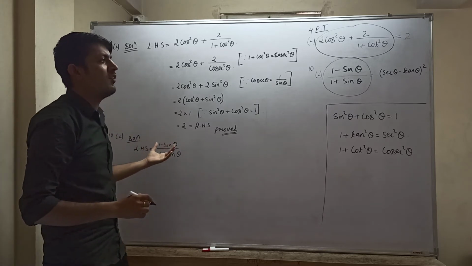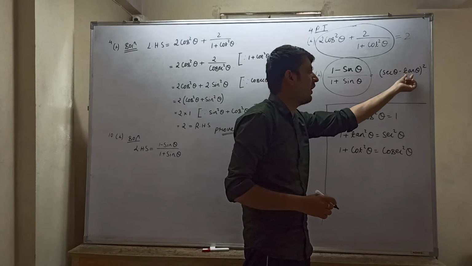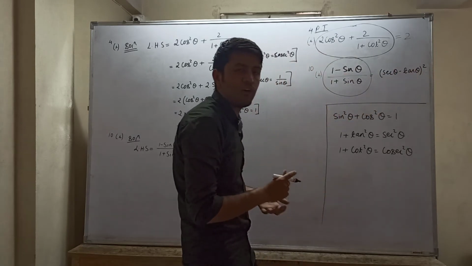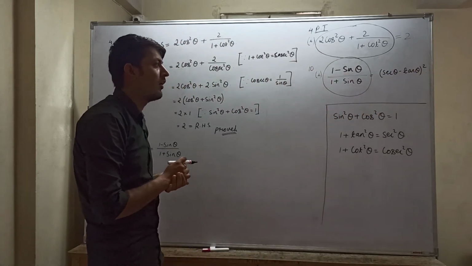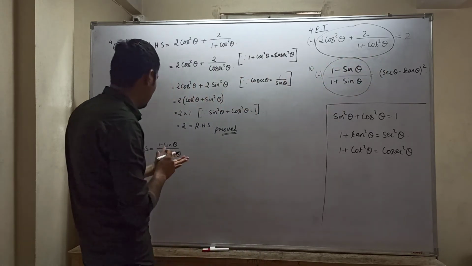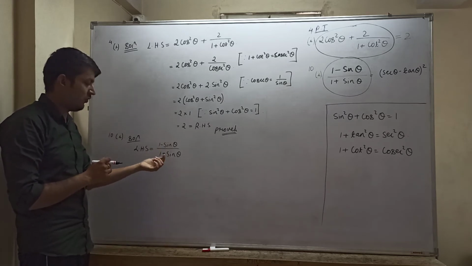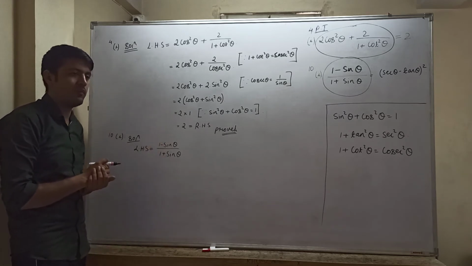Now you even see your right hand side. Right hand side is how much? Sec theta minus tan theta whole thing square. It looks very complicated, your right hand side. So how to get this type of expression? So here we cannot do anything now. Sin theta is 1 by cosec. If I can use 1 by cosec, that will not help me out.